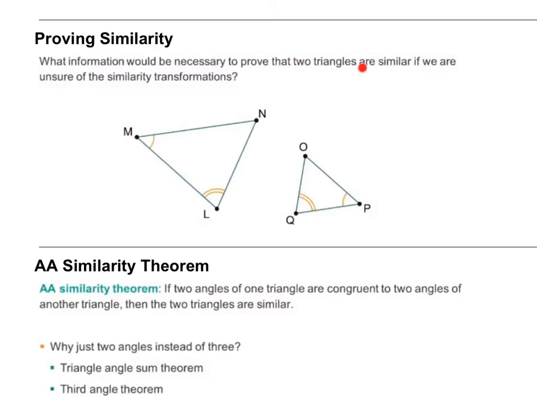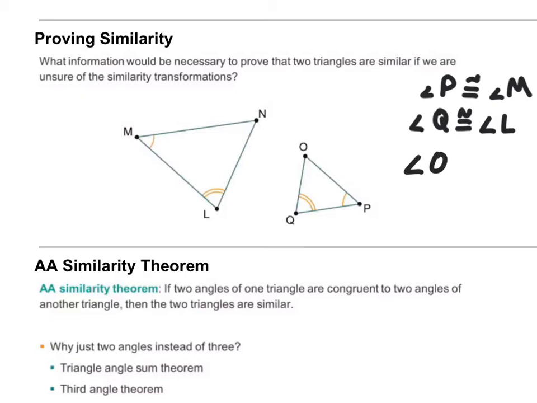Okay, so what I want to do here is figure out what information would be necessary to prove here that the two triangles are similar if we are unsure of the similarity transformations. Okay, so what I know is true is that angle P is going to be congruent to angle M. I also know that angle Q is congruent to angle L. Now because I know that these two angles are congruent to these two angles, that means that angle O is going to be congruent to angle N.